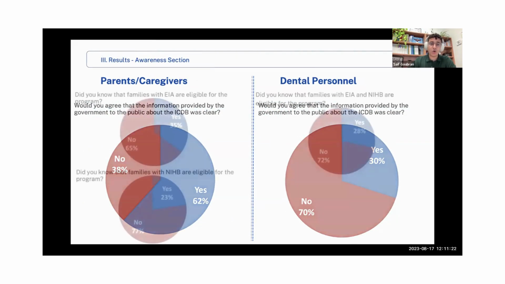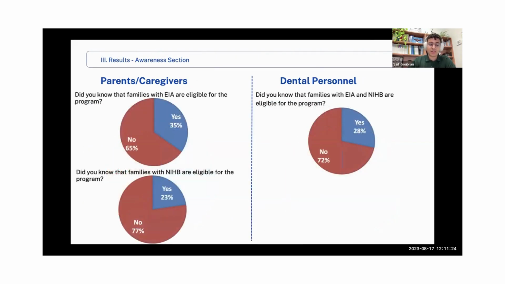Also in the awareness section, we inquired about a specific eligibility criteria that was of interest. So for those of you that aren't aware, families with income and employment assistance, as well as non-insured health benefits, are still eligible to receive the funds from the Interim Canada Dental Benefit if they require dental treatment that isn't covered by those two programs. And we want to know if both parents and caregivers and dental personnel had heard of this criteria before.